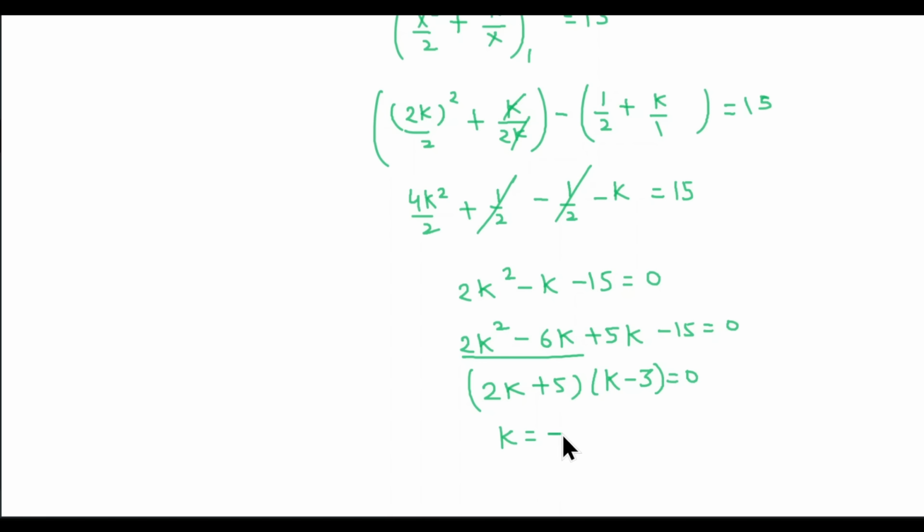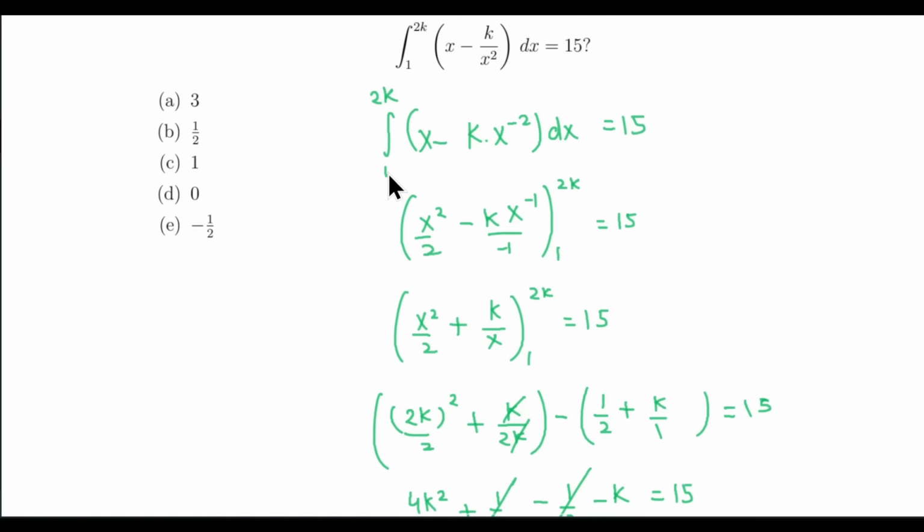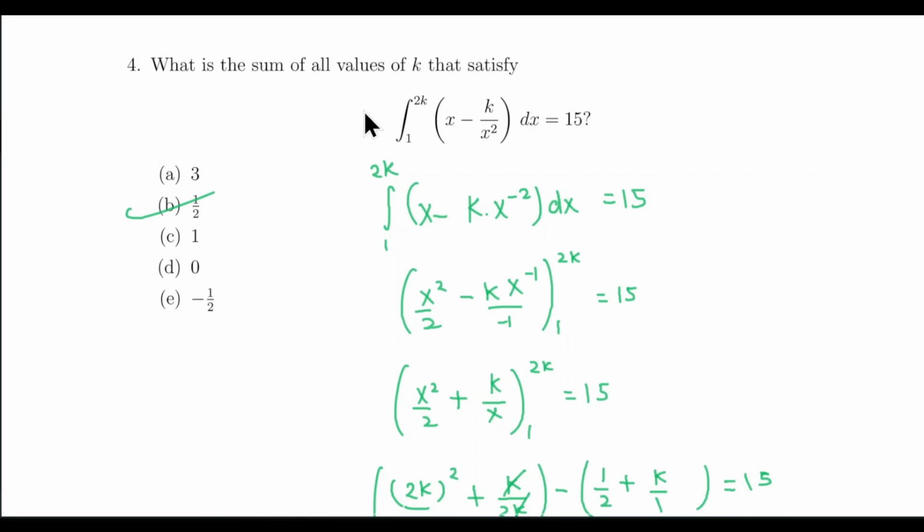So I have two values of k. One is negative 5 over 2 and one is 3. They are interested in what we get if we add these two numbers. So negative 5 over 2 plus 3 is nothing but negative 5 plus 6 divided by 2 if we take the common denominator, which is just 1 over 2. Yes, we do have that in the options. So option B, 1 over 2 is the correct choice.